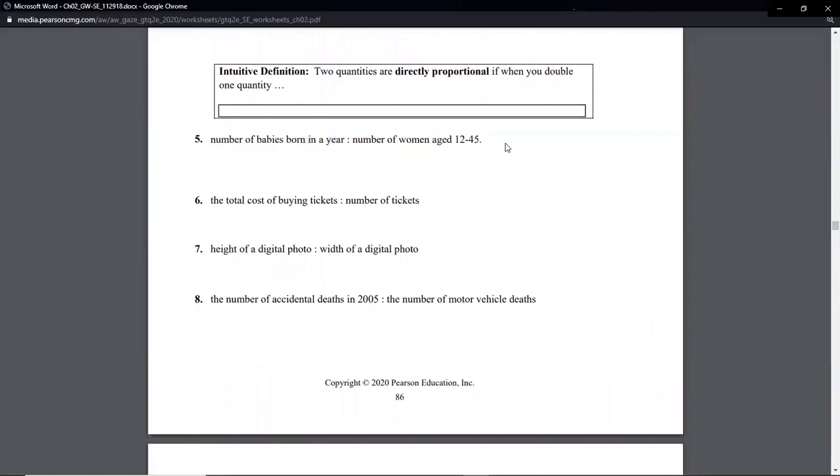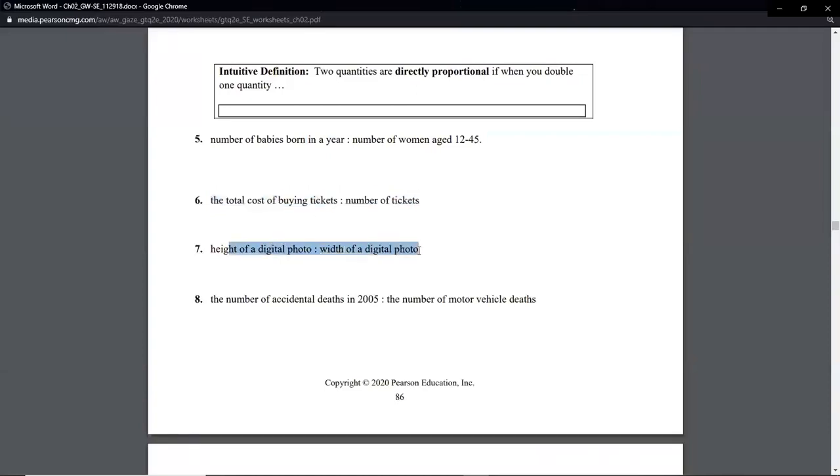Question 5, pretty self-explanatory. Question 6, think about these tickets are all going to cost the same price. So you're going to the movie theater and it's matinee time, and they don't care whether you're a senior, college, whatever, everybody pays one price. So think about that scenario.